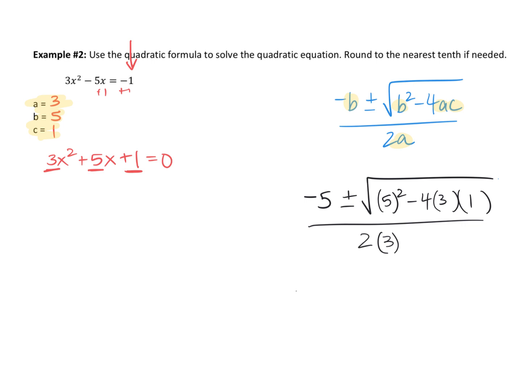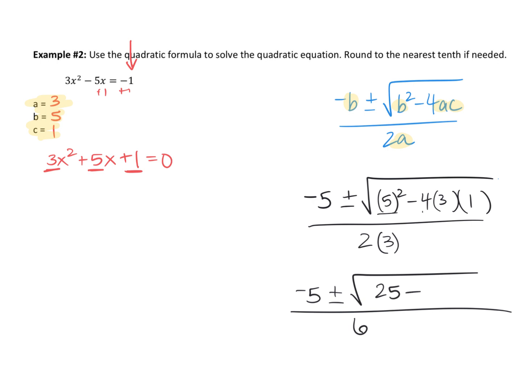All right, so I'm going to write negative 5 plus or minus. I need to get everything inside there, and then it's over 6. 2 times 3 is 6. All right, 5 squared is 25, minus 4 times 3 times 1 is 12. Okay, 25 take away 12 is 13. Okay, so now I have negative 5 plus or minus the square root of 13 over 6.